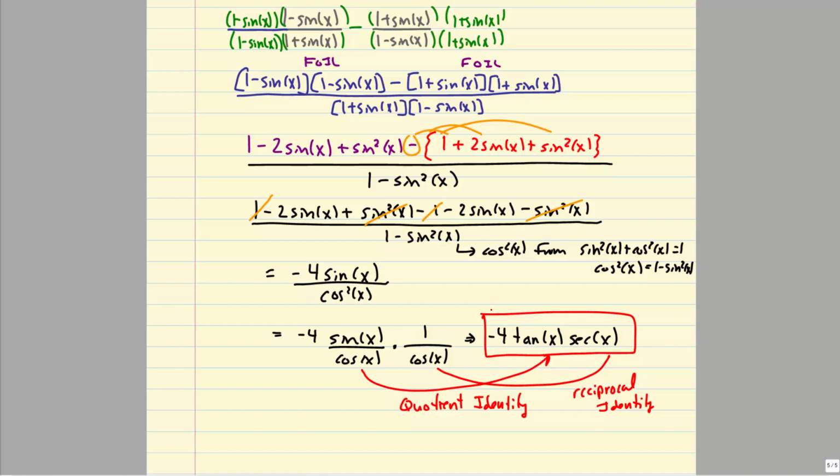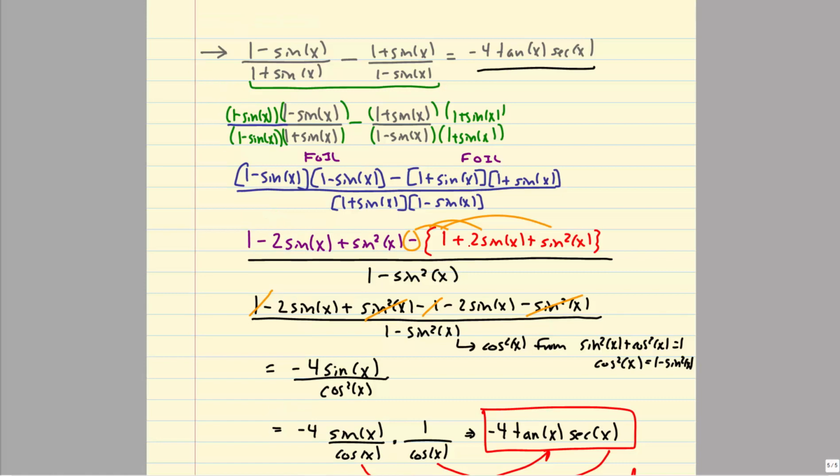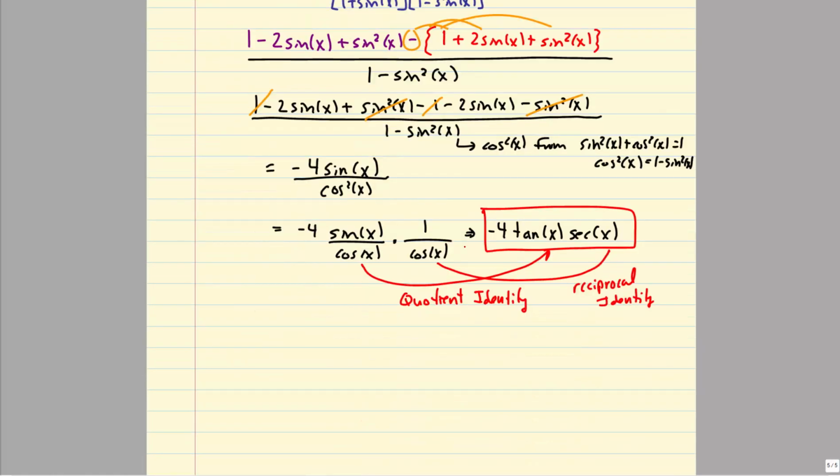Okay, so we've established the identity. So these can be pretty long problems. The important thing here is you always show your work. You never skip any steps, you never assume anything, and you always explain everything.